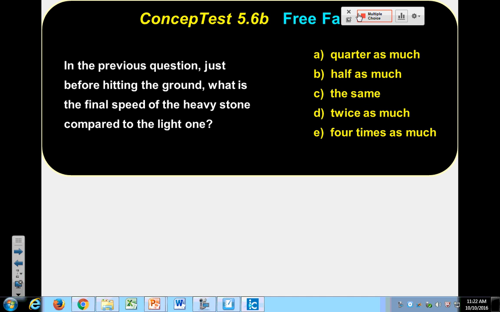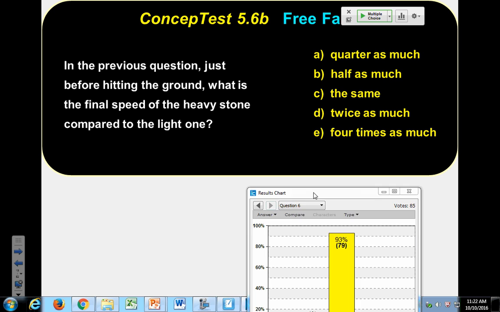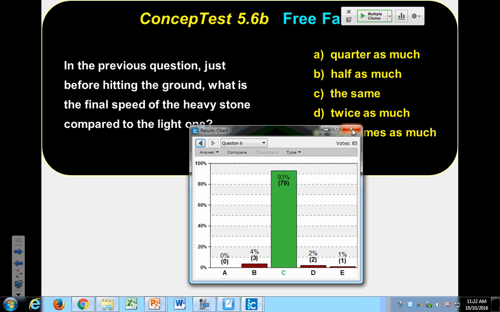In the previous question, what is the final speed of the heavy stone compared to the light one? All right, I'm going to stop at 25. Okay, awesome. See, they have the same speed.